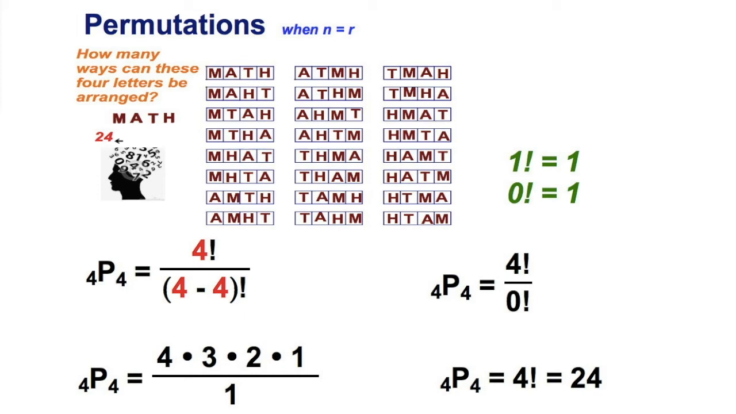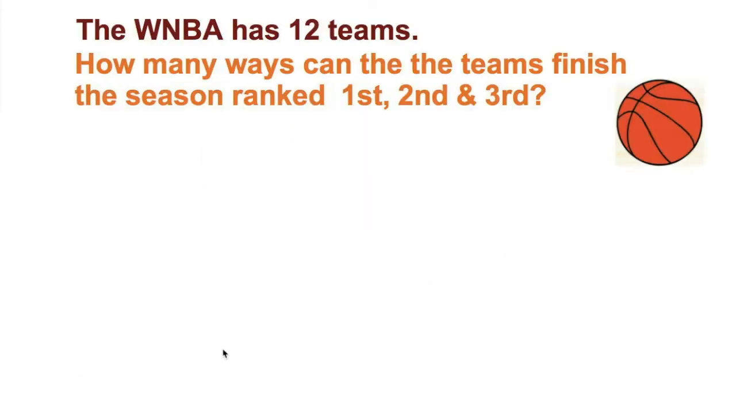Okay. You know, we could really use a word problem here. And let's go with this one. All right. The WNBA has 12 teams. You all should know that. Now, how many ways can the teams finish the season?